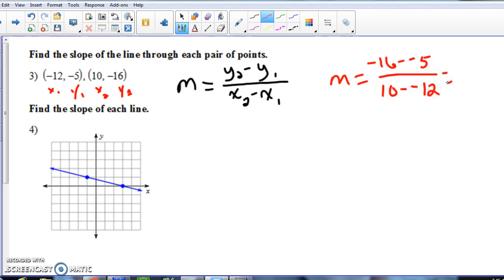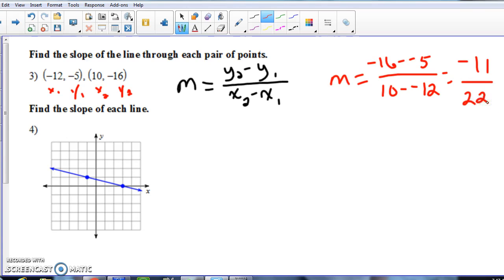So if you feel unconfident with positives and negatives, please make sure you use your calculator to check that. Because in the numerator, when I have negative 16 minus negative 5, that becomes negative 16 plus 5, which gives me negative 11. In the denominator, 10 minus negative 12 becomes 10 plus 12, which gives me 22.